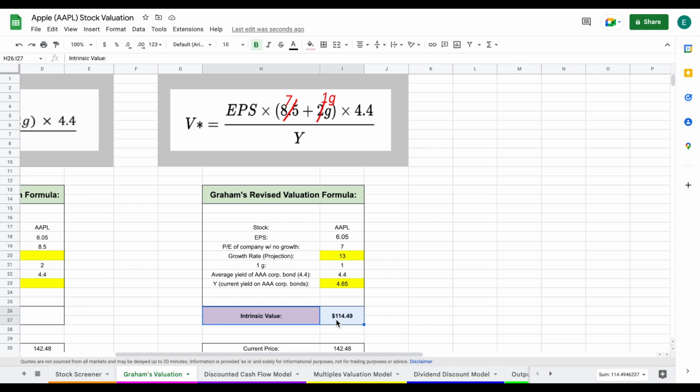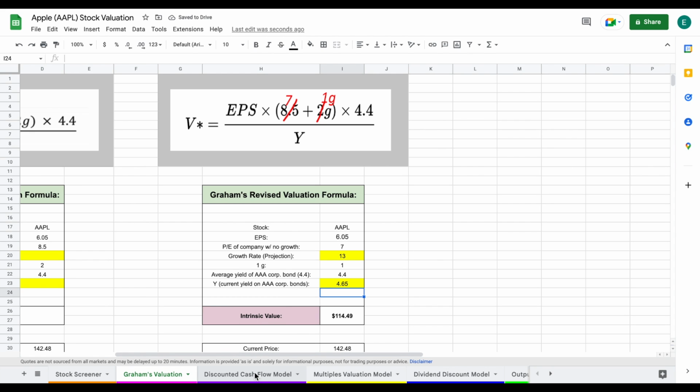Now, there's a couple of different things that are driving this valuation to be lower. Growth rate projections are currently lower for this company due to the market outlook, and also this current yield of AAA corporate bonds being as high as it's been over the entire year is going to drive down this valuation as well. Earlier this year, it was as low as 2.8. So if it were to jump back to that price, we can see the intrinsic value jumps up considerably, up to $190 per share. But let's go ahead and put this back. So intrinsic value of $114 per share with Graham's valuation.